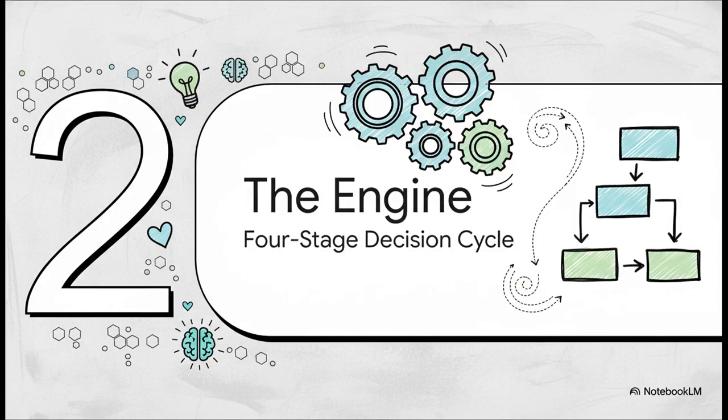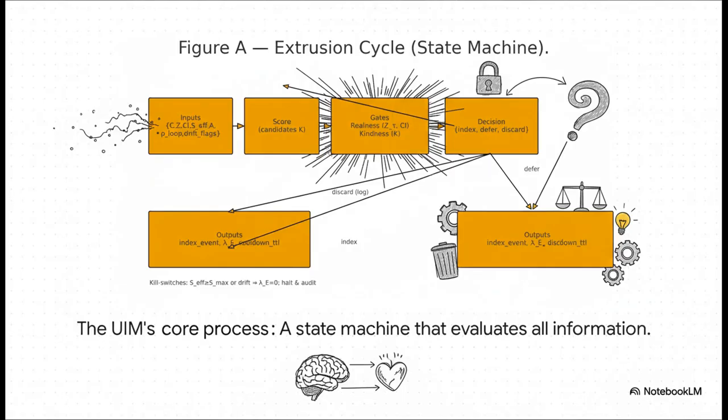So how does the system actually process anything? Well, it all runs on a core engine called the four-stage decision cycle. Let's break down exactly how this thing works. Okay, so here's the bird's eye view of the whole process. You can see information flows in from the left, it gets scored, it has to pass through some really critical gates, and only then is a decision made. It looks pretty straightforward, but believe me, the magic is buried in the details of each of those steps.